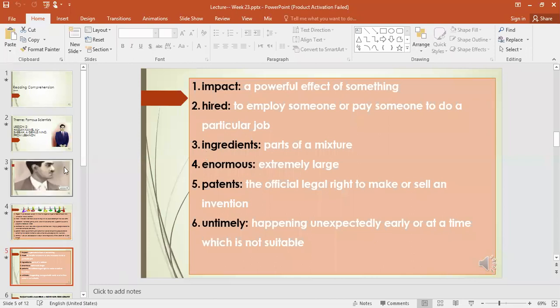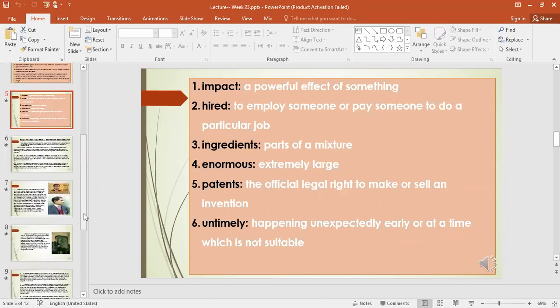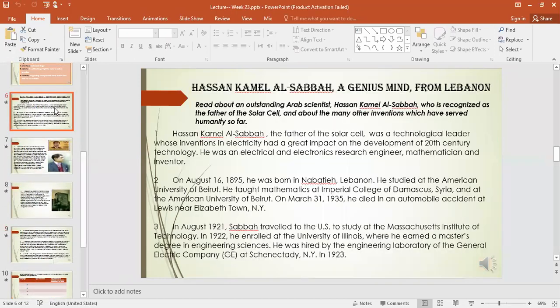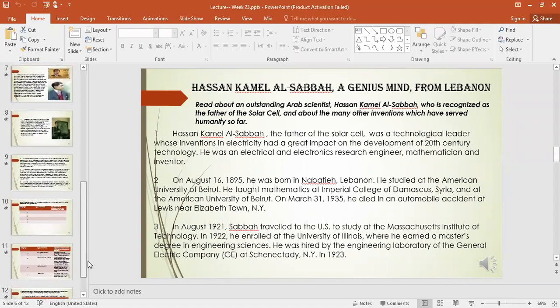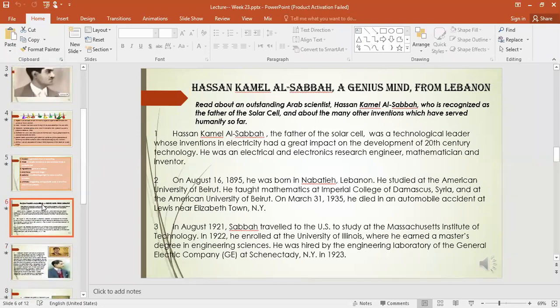Now we are going to move to the text. We are going to read this slide and you're going to stop. Tomorrow we'll continue with the 3 more slides, and after tomorrow with the exercises. Let's start with the first part of the text.